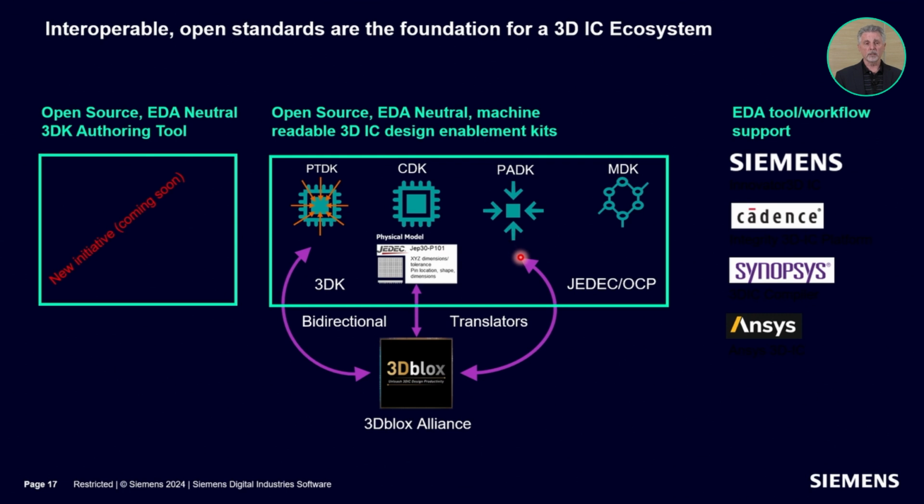The package assembly design kits, what I've defined in the 3DKs, include a little bit more, but some of the physical information, the stack up for the chiplets, is defined in 3D blocks as well. It's a different format, so the plan is we would have bidirectional translators for some of these PADKs as well as the test design kits. And then the CDKs, really the physical type information, is also included in 3D blocks.